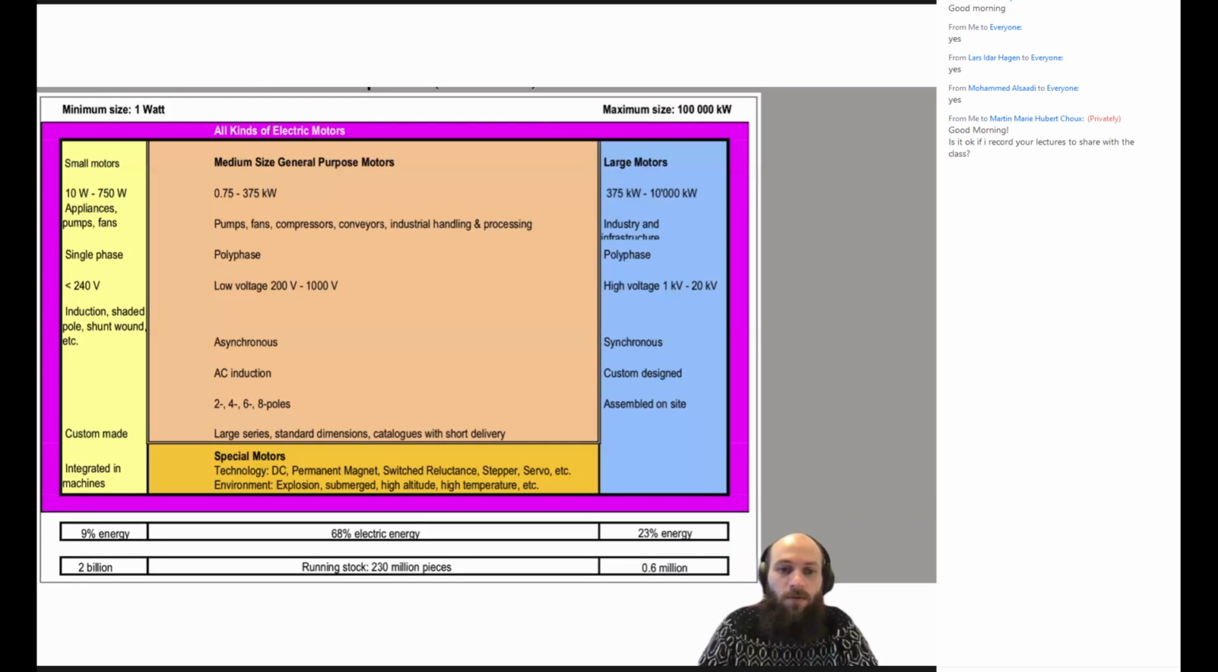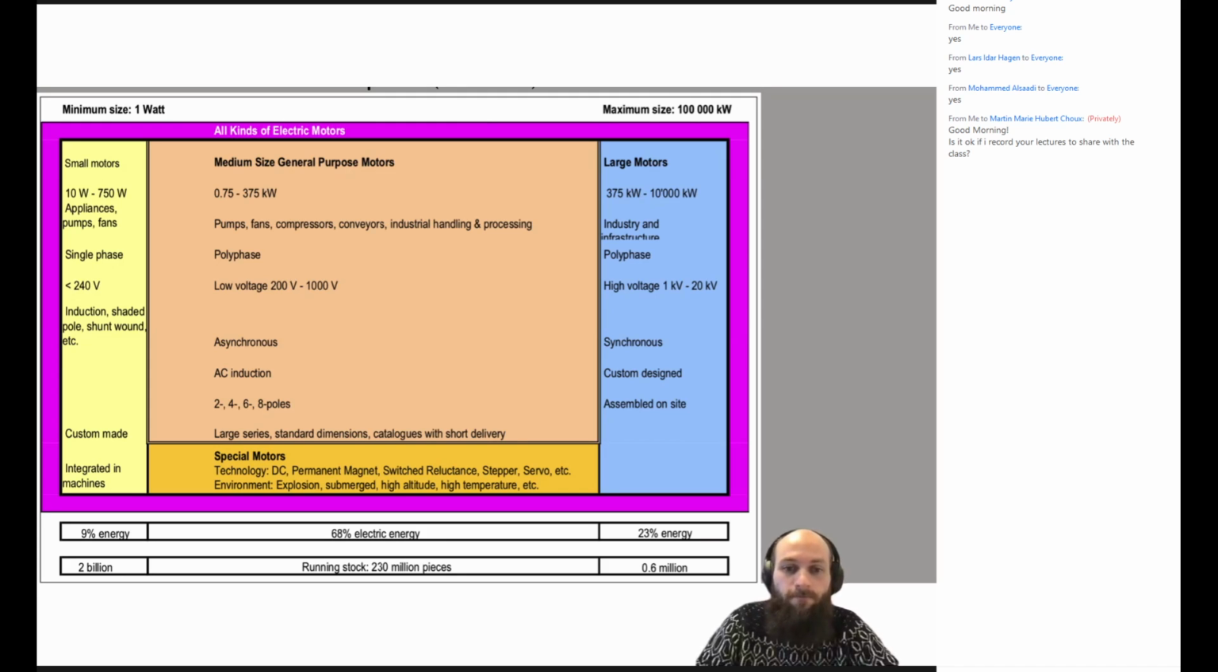And here is another way to categorize a motor, by the power. We have small motors that are between 10 watts and 750 watts. And then we have the medium size. And then we have the large motors that have more than 375 kilowatts.